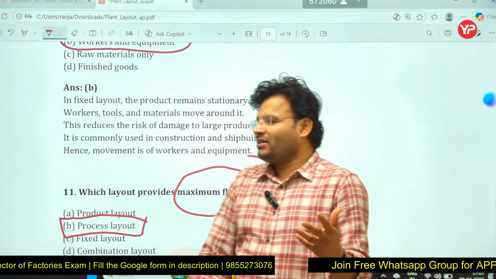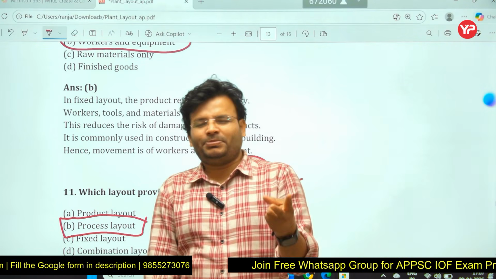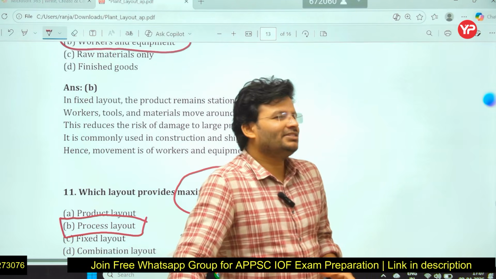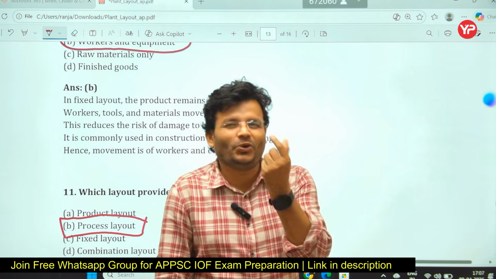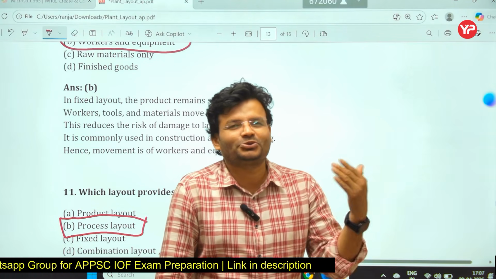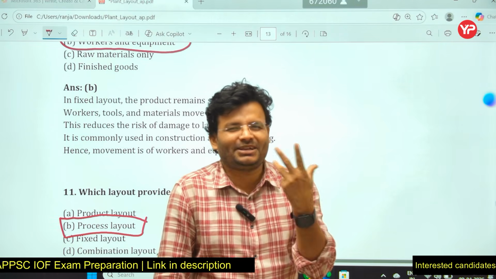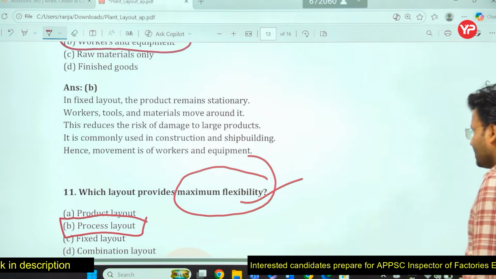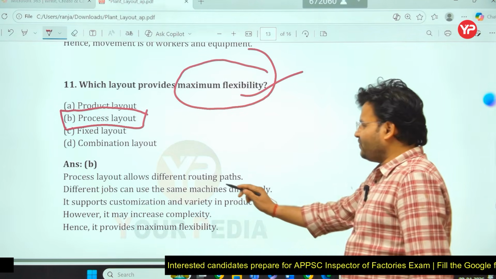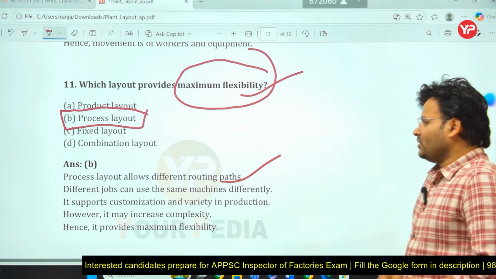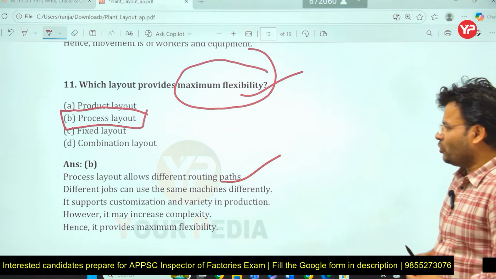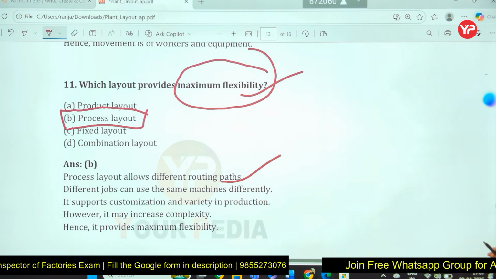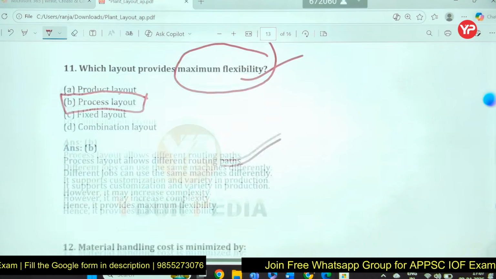Suppose in a hospital, one person has 2 different types of disease, one regarding the eye, another regarding the bone. They are free, either they can first move to the bone department or to the eye department. So you can see the flexibility here. So B for Bombay is the right answer. Here we can say it allows different routing paths, different jobs can use the same machine differently, it supports customization and variety in production, however it may increase complexity, hence it provides the maximum flexibility. So B for Bombay is the right answer.